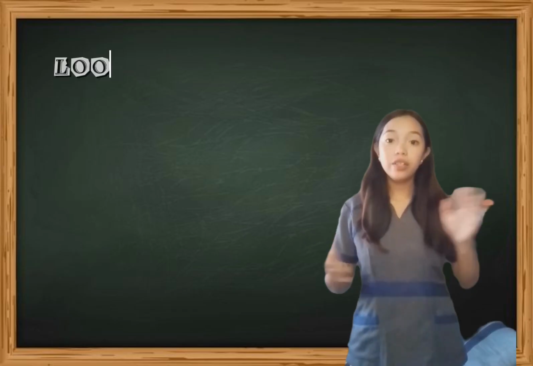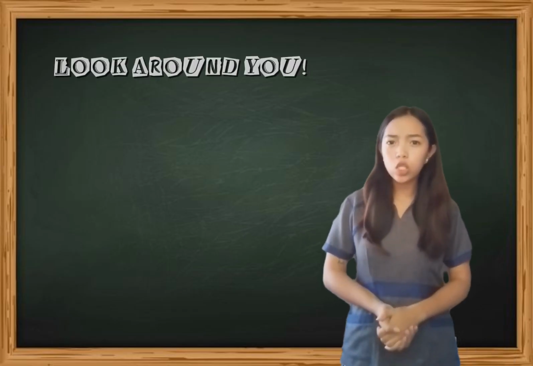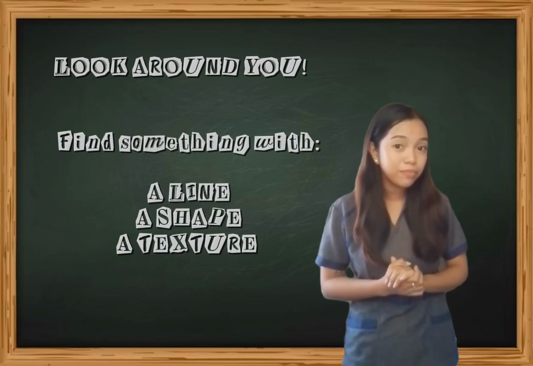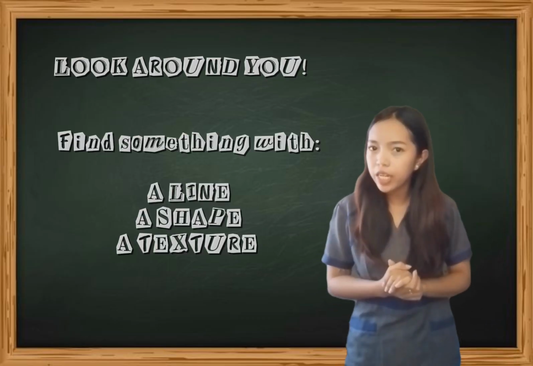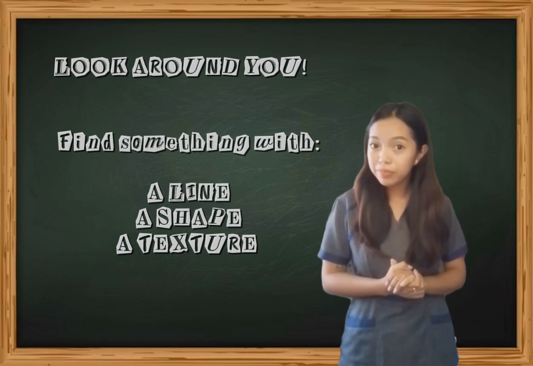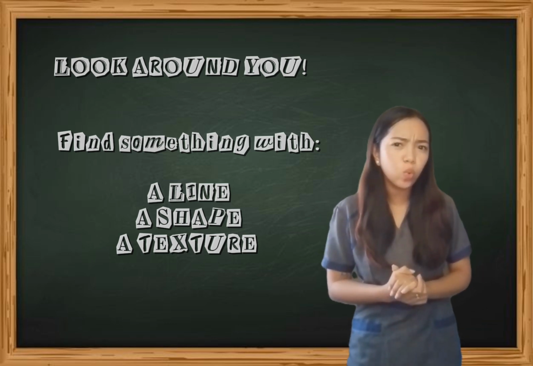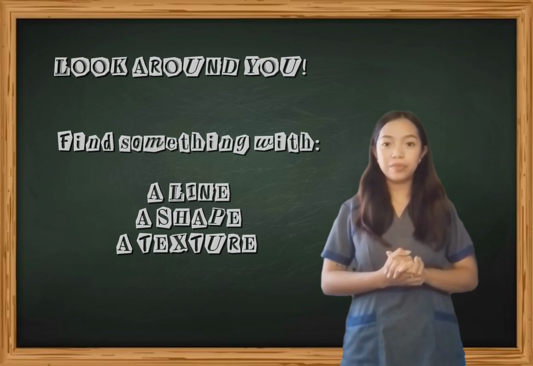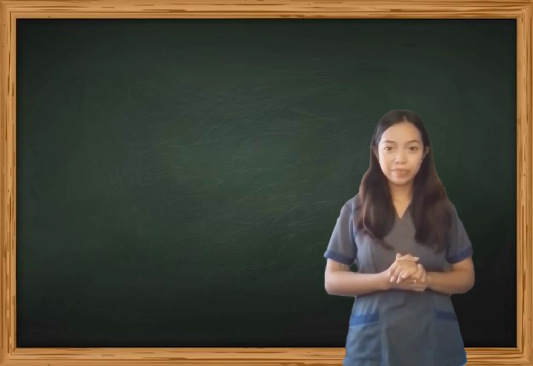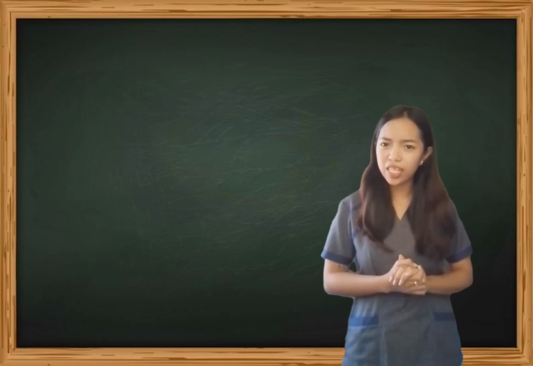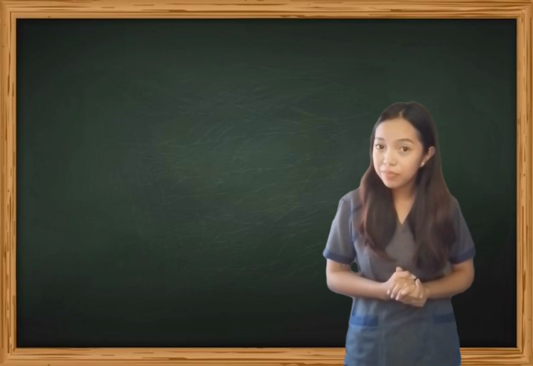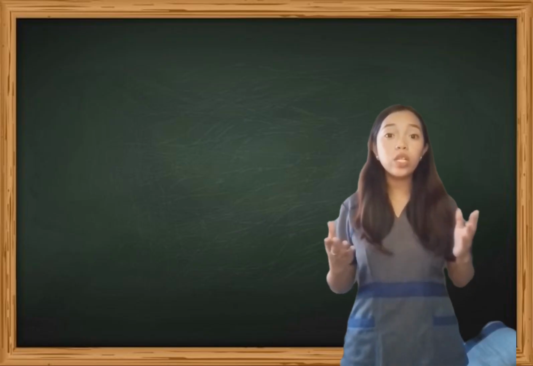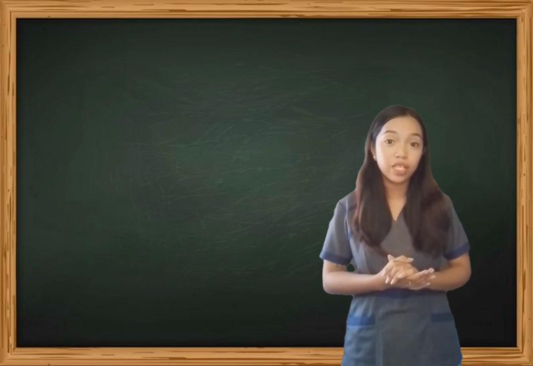Very good. Now class, before we begin, let's look around us, and can you find something that has a line? And something that has a shape? Okay, and something with an interesting texture? Okay. Okay, now class, did you find something? Great, and keep those examples in mind because we will use them as we explore today's lesson.